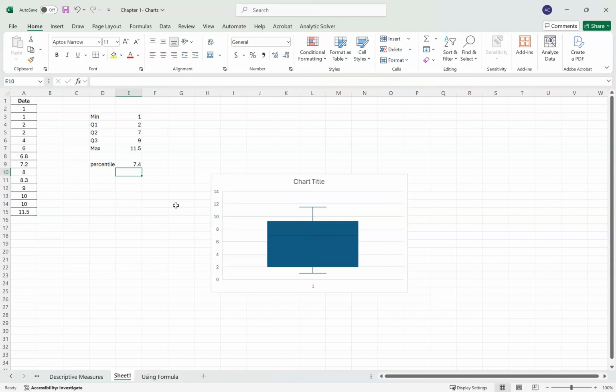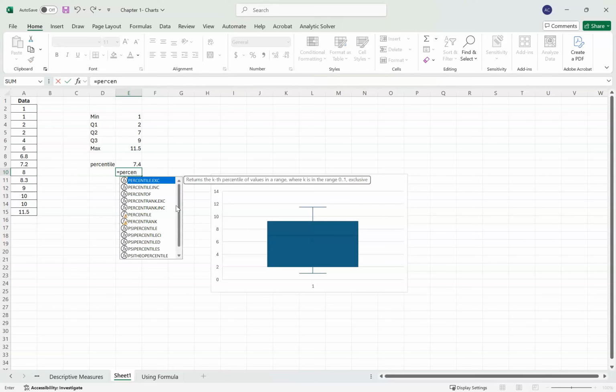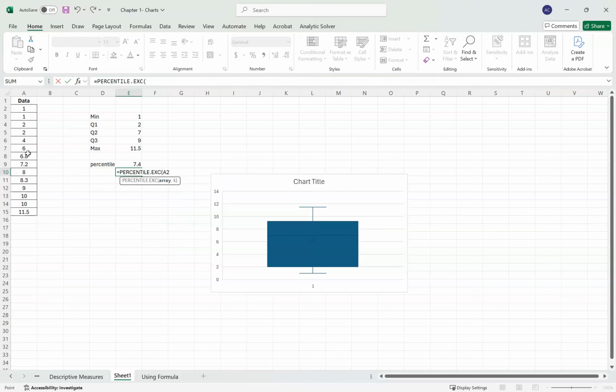If you have to calculate, suppose, the 30th percentile, it is equal to percentile, and then select the array and 0.3. So close the bracket, and then that is your 30th percentile. So likewise, you can calculate using Excel.